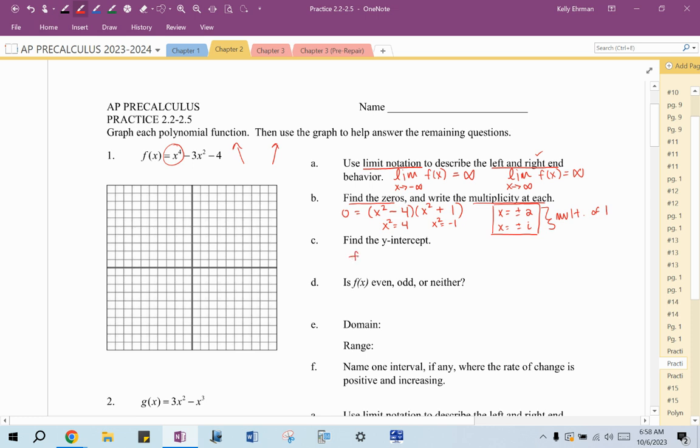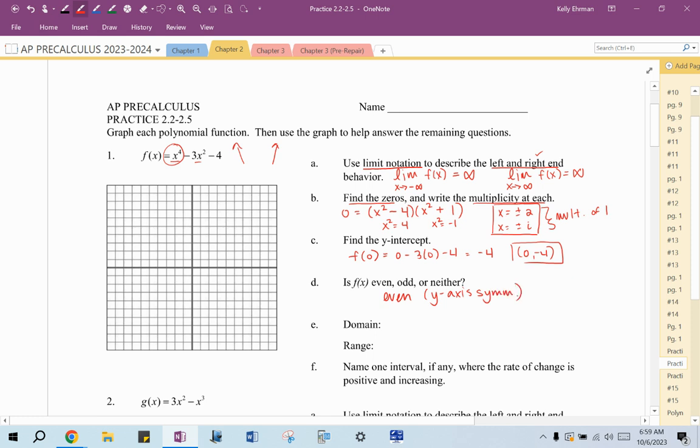Find the y-intercept. For any function, that means plug in 0 for x. If you plug in 0, you get 0 minus 3 times 0 minus 4. It's equal to negative 4. Even, odd, or neither. You can decide this once you get the graph if it helps, but all of the exponents are even, so it's going to be even. But also even means y-axis symmetry. So let's graph and see if this has y-axis symmetry.